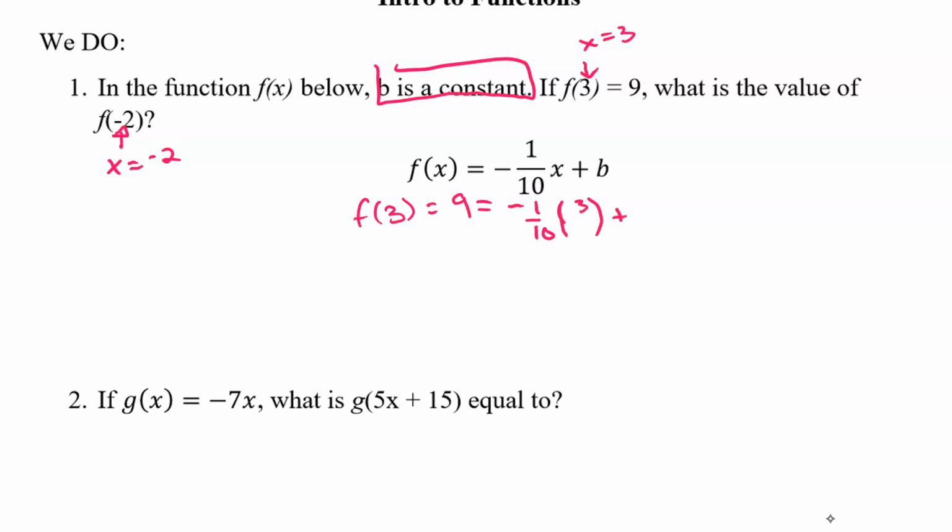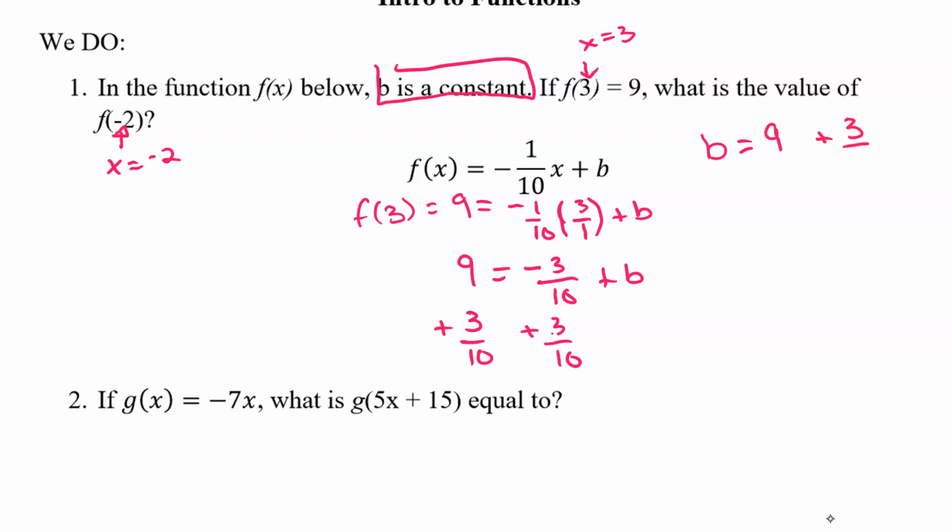So we can go ahead and substitute in 3 for x. We know that whole numbers are over 1. So I've got 9 equals negative 1 times 3, negative 3, 10 times 1, 10. I have to add the 3/10 to both sides. Now we're going to notice that 9 and 3/10 don't have like denominators, so we can't add those together without first doing some work with our fractions.